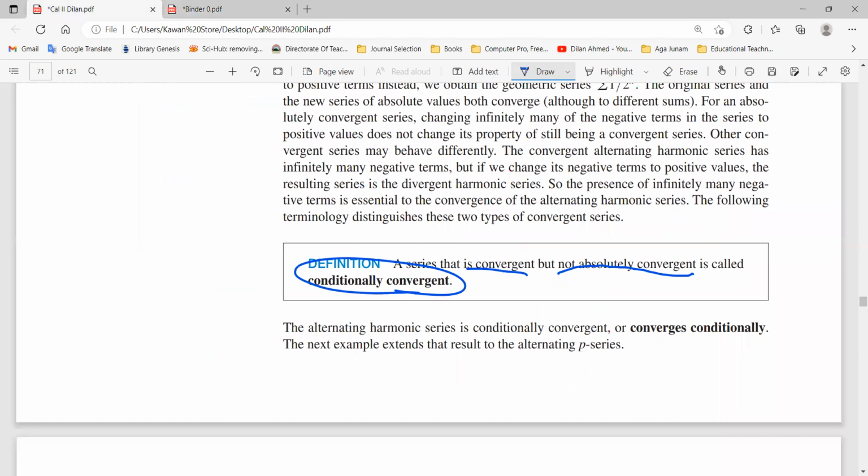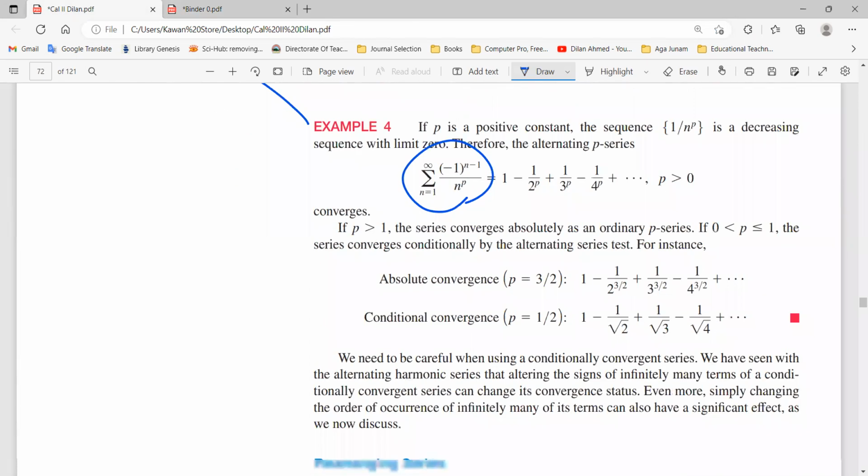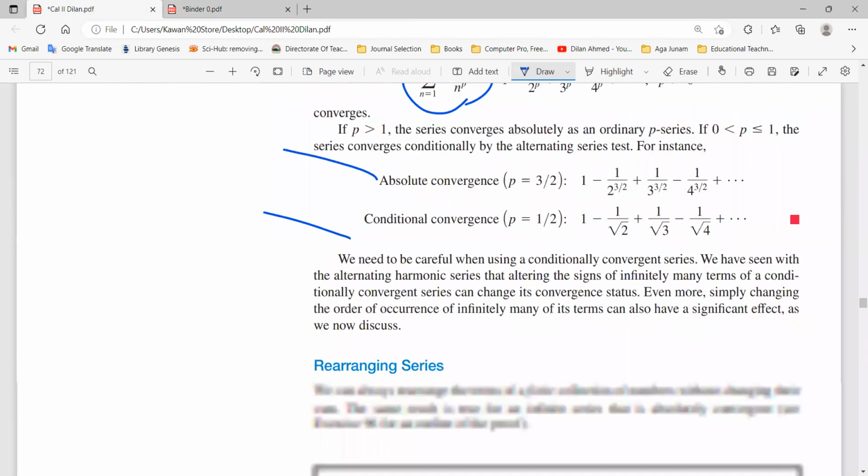But if you take the absolute value and you get divergence, just rename it conditionally convergent. And this is not a test actually. This is just the example. Why did he write p? Because if p is 1 or less than 1 it diverges, and if p is 2 or greater than 1, it converges. That's why. Look here and at that one.